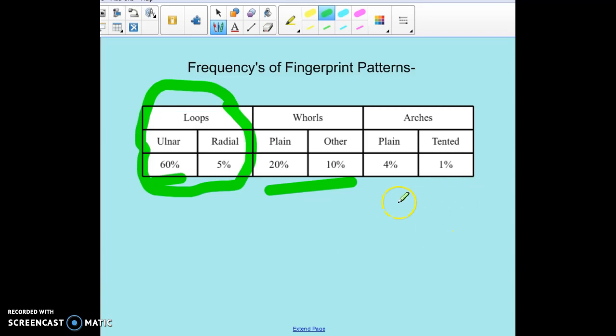And then arches are your smallest category. Okay, this one is your littlest one. Only 4% of fingerprints are plain arches, and 1% are tinted arches. So tinted arches are by far the least common fingerprint that are out there. So if you do a 10 print card on somebody and they have all ulnar and radial loops, that's not an uncommon thing.